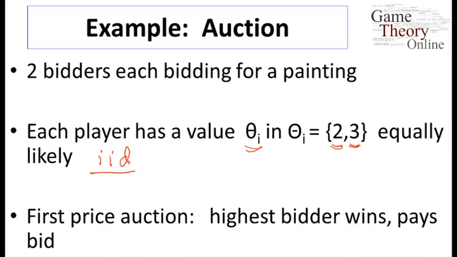We wake up, we decide how much we like the painting, and now we have to put a bid in an envelope and send it off to the seller. So first price auction, what does that mean? First price means the highest bidder wins, and they pay their bid. So the highest price is the winner and pays that particular bid.